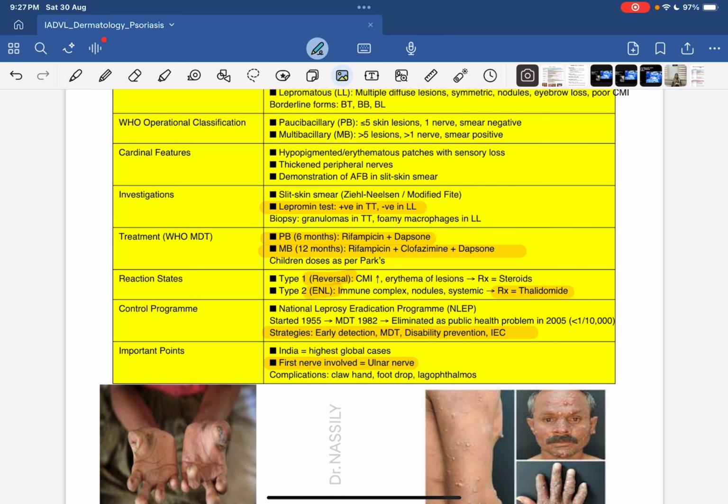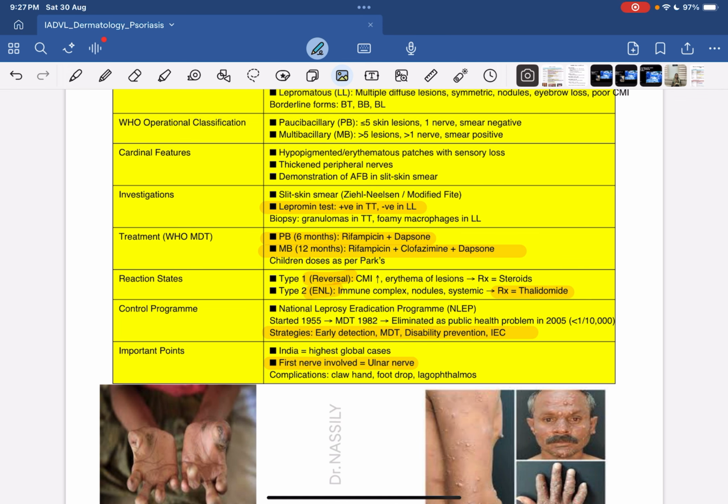Lepromin test will be positive in tuberculoid leprosy. Why? Cell mediated immunity is more in tuberculoid leprosy. So lepromin test will be positive in tuberculoid leprosy. On biopsy, there will be granulomas in tuberculoid leprosy and foamy macrophages in lepromatous leprosy. Treatment for paucibacillary is 6 months, and for multibacillary it is 12 months.